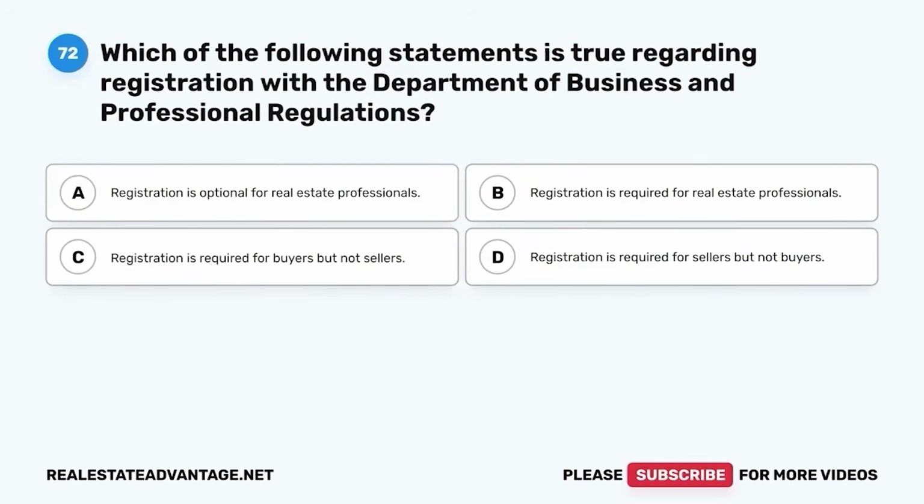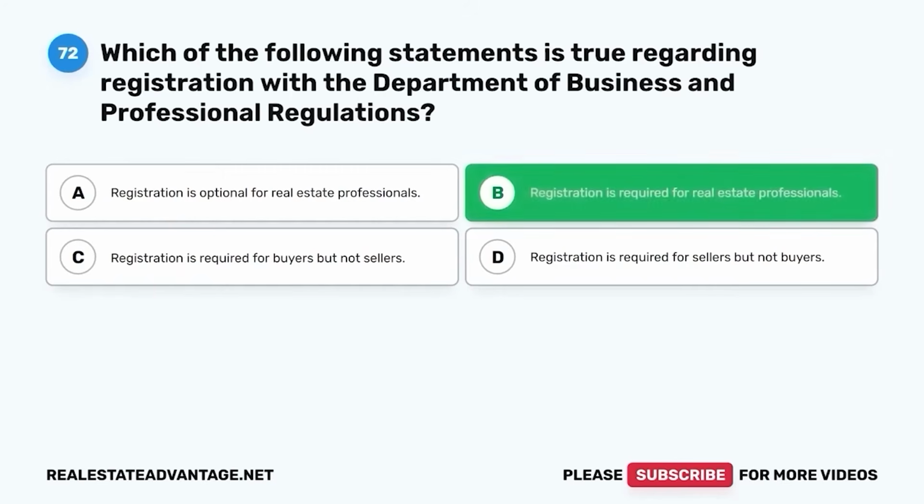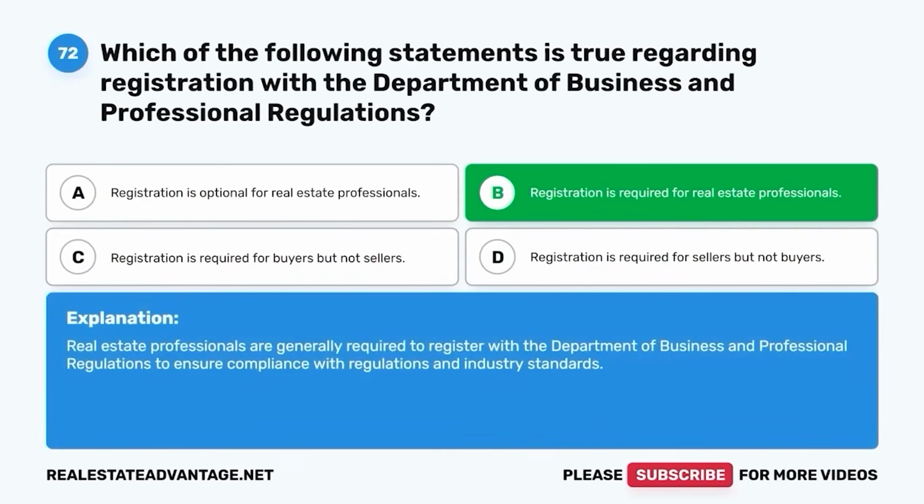Question 72. Which of the following statements is true regarding registration with the Department of Business and Professional Regulations? A. Registration is optional for real estate professionals. B. Registration is required for real estate professionals. C. Registration is required for buyers but not sellers. D. Registration is required for sellers but not buyers. The correct answer is B. Registration is required for real estate professionals. Real estate professionals are generally required to register with the Department of Business and Professional Regulations to ensure compliance with regulations and industry standards.